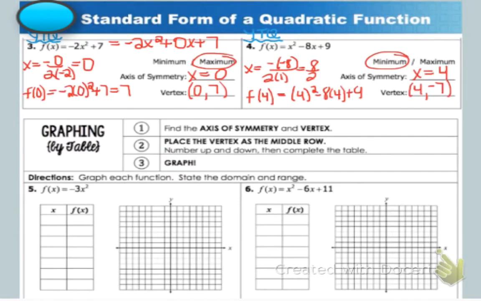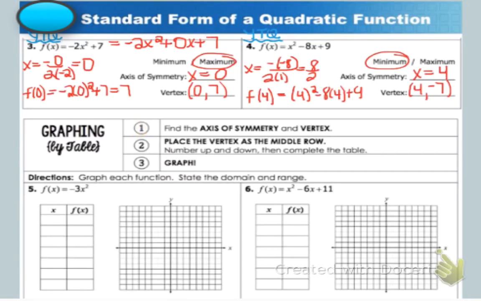So now that we know how to find these key parts of a quadratic function, the maximum or minimum, the line of symmetry, the vertex, let's take all those things and graph some of these functions. Basically we're going to follow these 3 steps as we graph these functions. First thing we're going to do is find the axis of symmetry and the vertex like we just practiced.